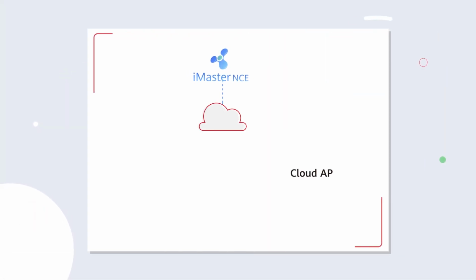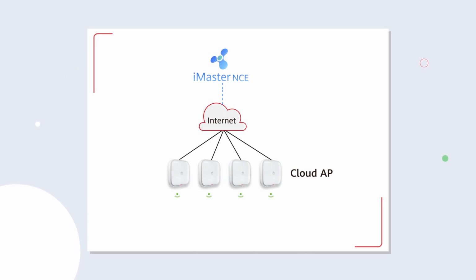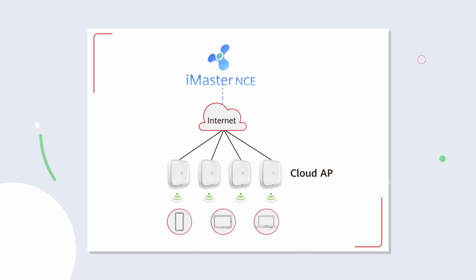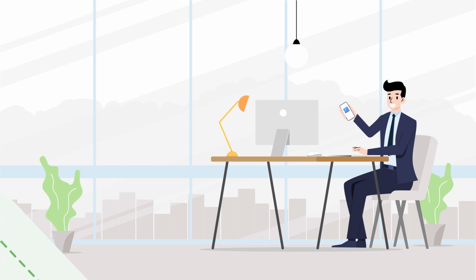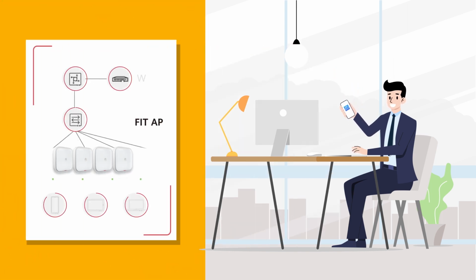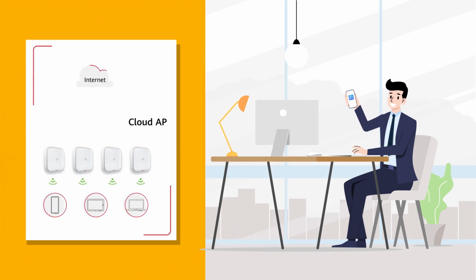Cloud APs are configured similarly as FIT APs. The only difference is that the services of Cloud APs are centrally configured on iMaster NCE Campus, which then automatically delivers service configurations to APs. Configuring Cloud APs is made even easier. You only need to access the Internet and do not need to configure the AP's network environment.